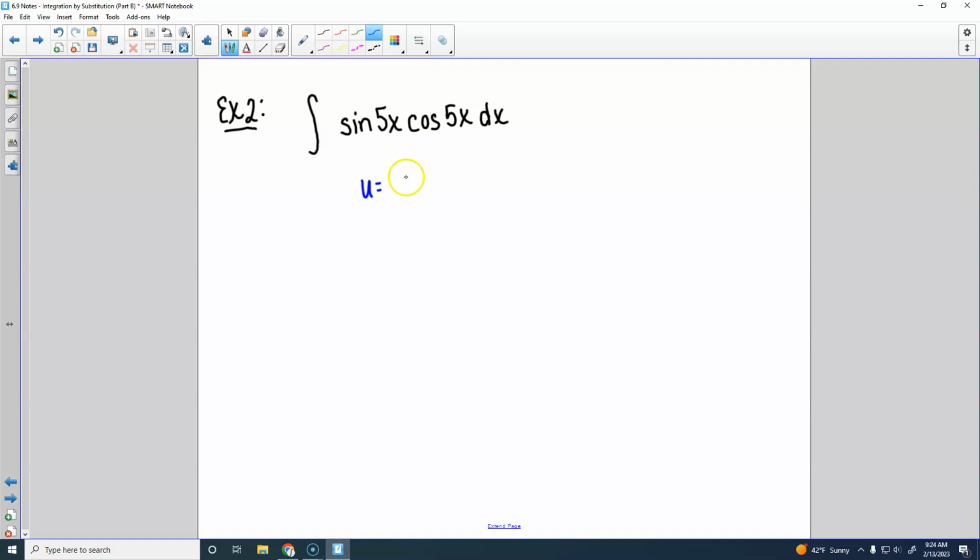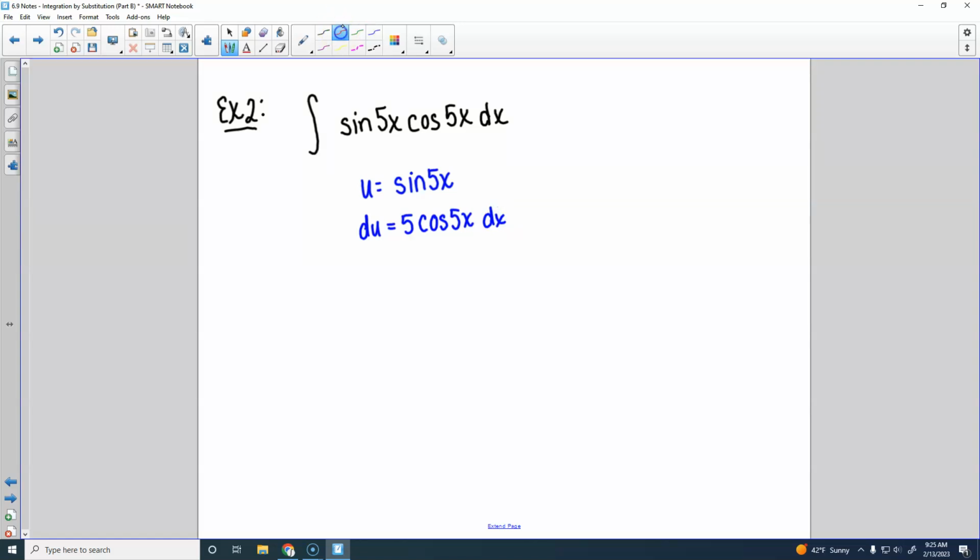Let's think of it this way. What if I let u be sine of 5x? What is the derivative of sine? It would be cosine of 5x, but that would be a chain rule, right? And I'd have to multiply by 5, so it would be 5 cosine 5x, and then we'll put the dx with it.